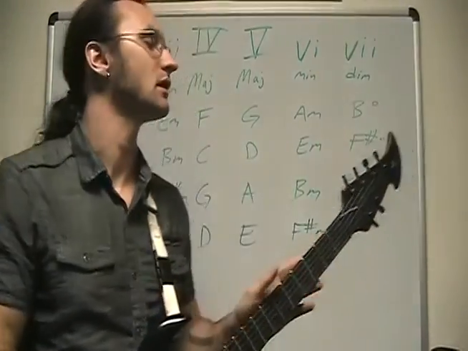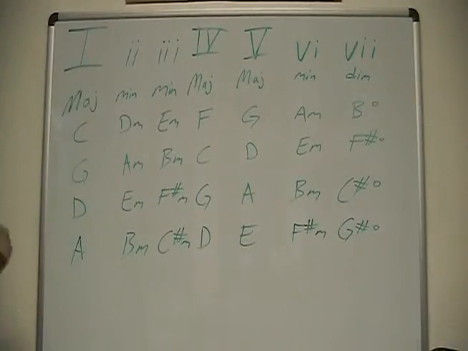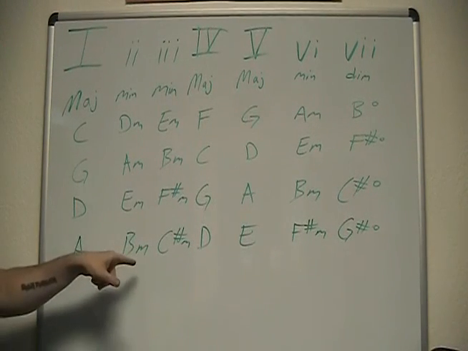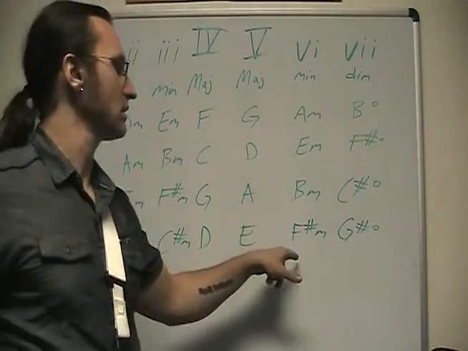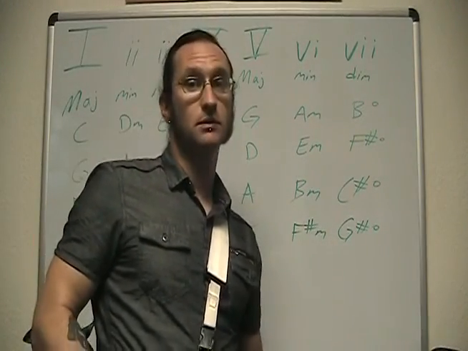7. And the last example we're going to look at is key of A. So key of A, we start with an A major chord, B minor chord, C sharp minor, D major, E major, F sharp minor, G sharp diminished.